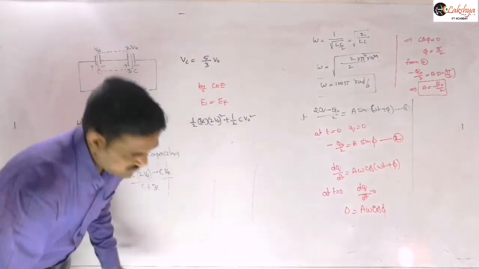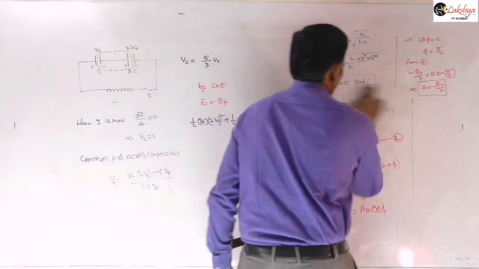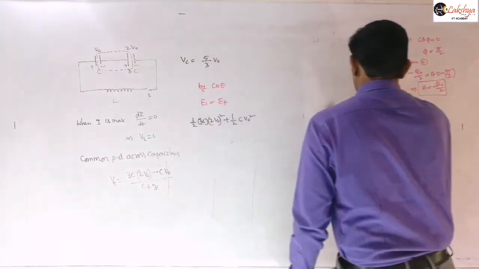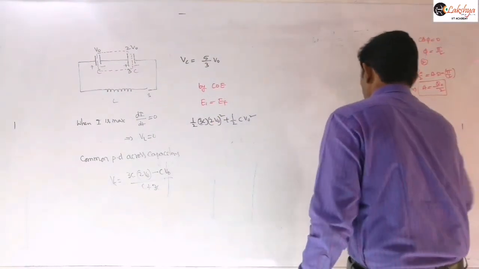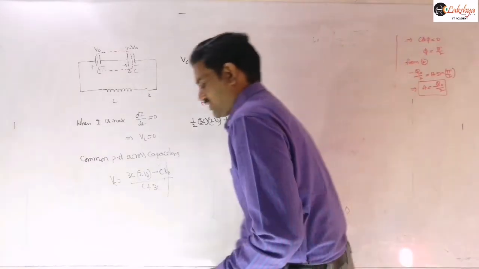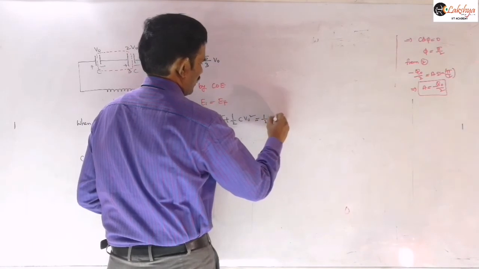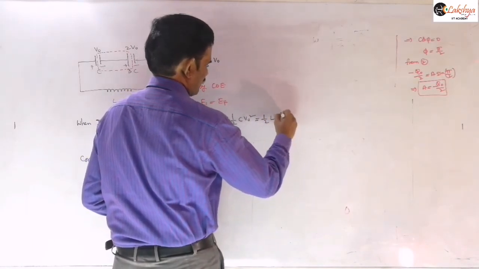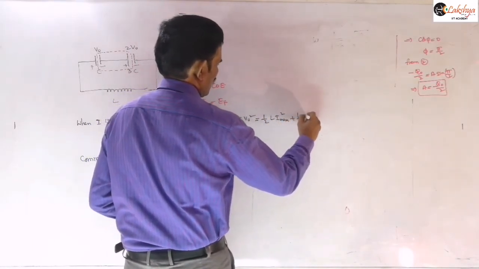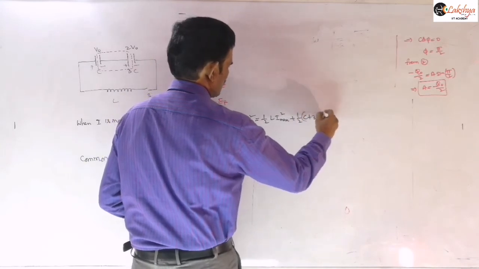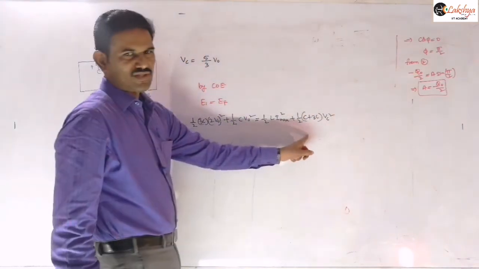So this will be our initial energy there, right? And now the final energy of the system, we can write this as half L i maximum square plus half (C plus 3C) into Vc square common. So this is the common energy there.